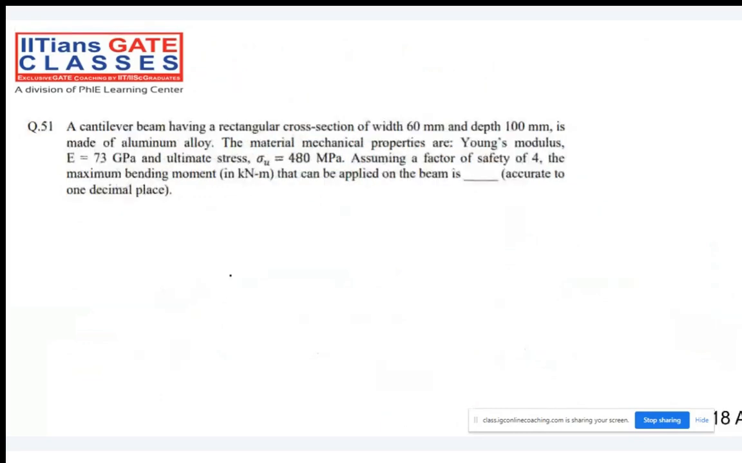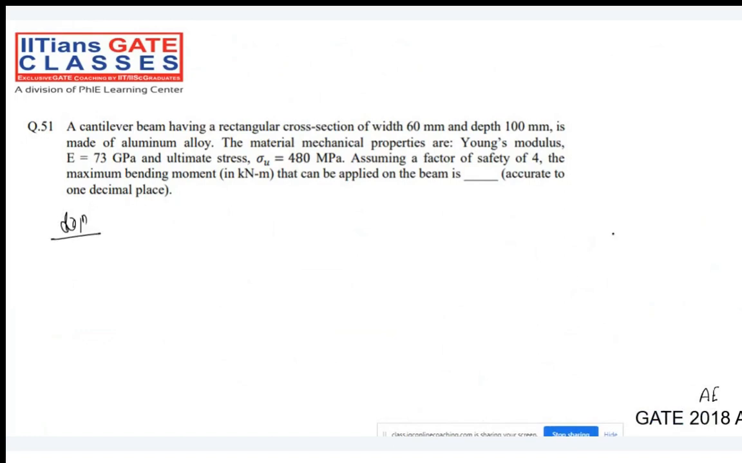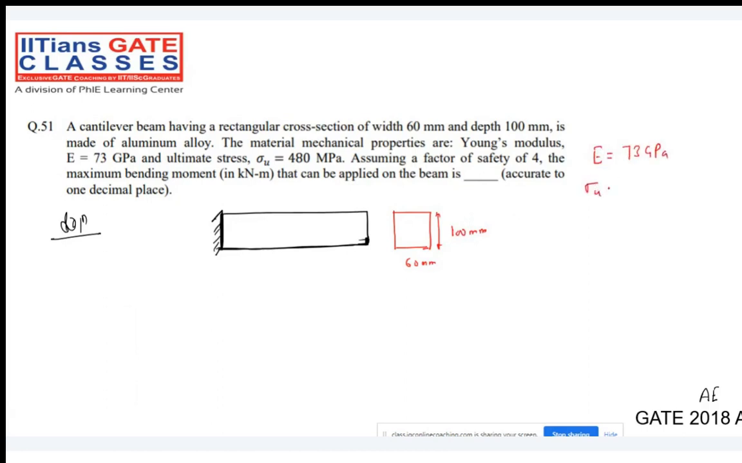Now, try to solve this particular problem and let me know the answer. This has also been asked in the GATE AE paper. A cantilever beam, my dear friend, of rectangular cross section of width 60 mm and depth 100 mm, is made up of aluminum alloy. Young's modulus for aluminium alloy is given as 73 gigapascal. Ultimate stress they have given as 480 megapascal. Factor of safety they have given as 4. What is the maximum bending moment that can be applied onto the beam?